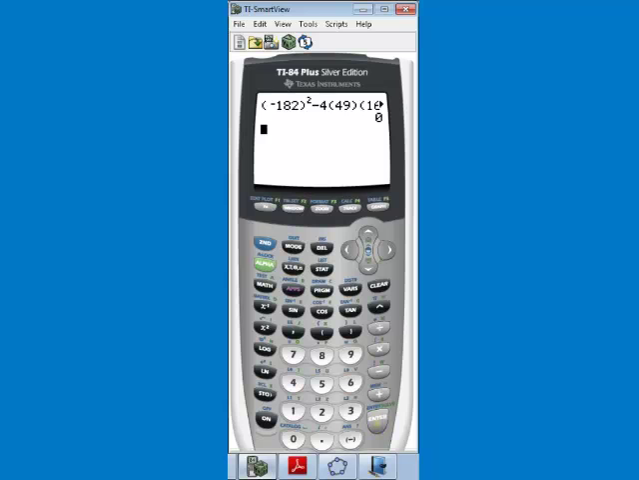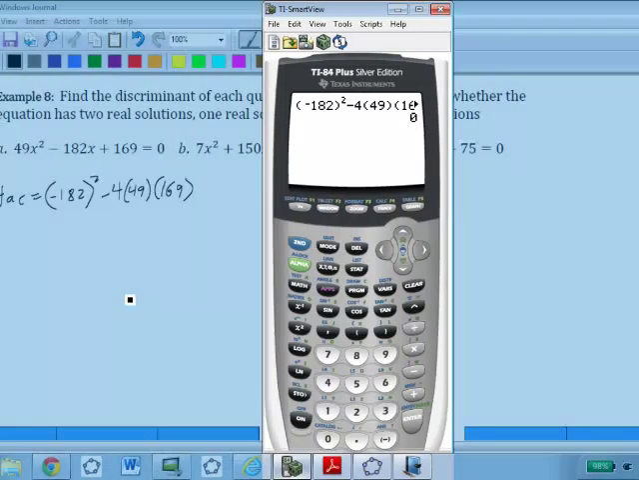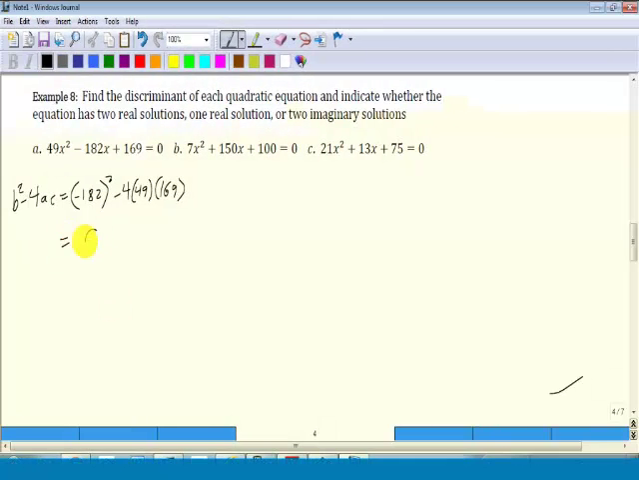Evidently, when you square negative 182, you get the same thing as when you multiply 4 by 49 by 169. So the discriminant is, in fact, 0. All right. So what does this tell us? Two real solutions, one real solution, or two imaginary solutions? One real solution. Just like that.